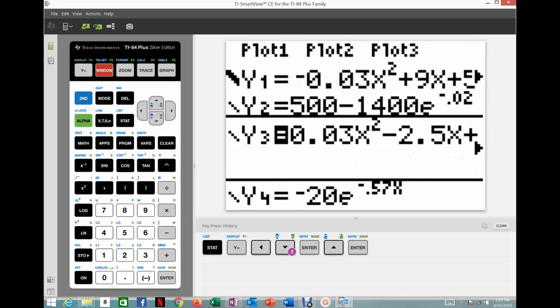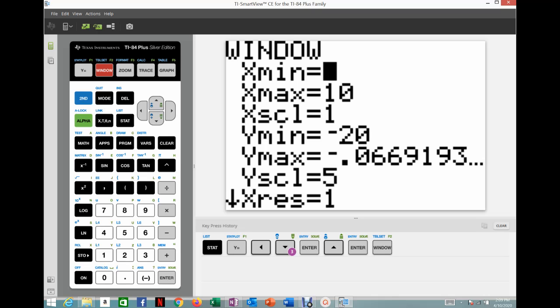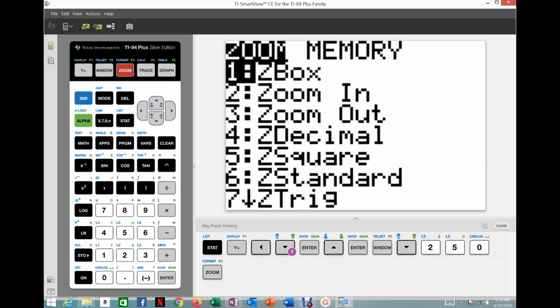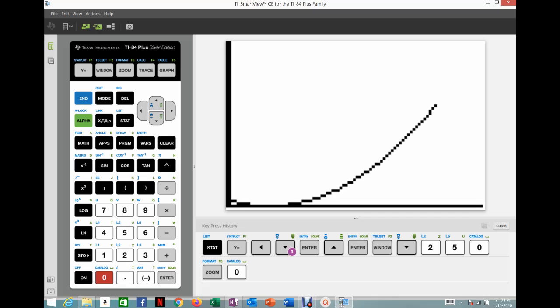All right, and then I will change my window. I know I need to at least go out to 210, right? And I always start at 0 because I like to start on my axes. So I might go 250 and do a zoom trace for 250 because I need to go at least to 210. You could go to 210, but with 250, I just like to go past mine, so that's what I'm going to do. I'm going to do a zoom fit. All right, and so there's the graph of my function.